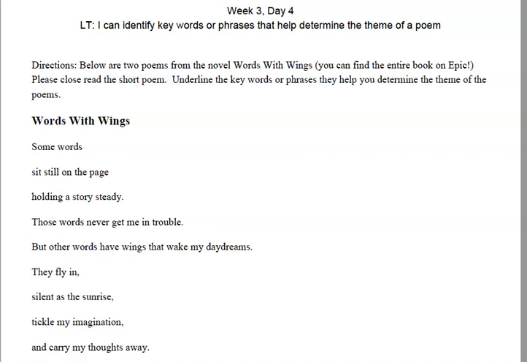Good morning, ladies. So today we're going to jump gears more into some fiction work. Our learning target for today is: I can identify keywords or phrases that help determine the theme of a poem. Directions below are two poems from the novel Words with Wings.